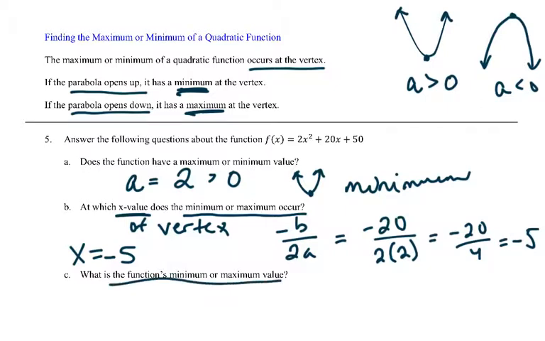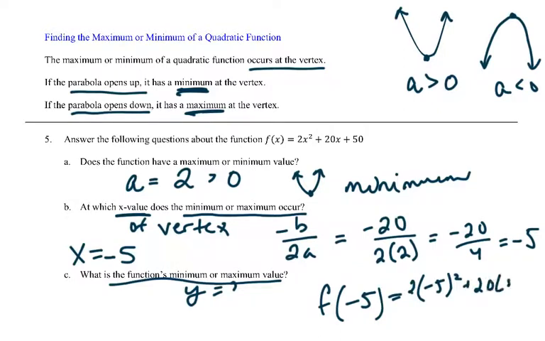This question is asking, what is the y value there? So we need to find f of -5. So we just substitute -5 into our function. So that's 2 times (-5) squared plus 20 times (-5) plus 50. Just substituting -5 into our function.